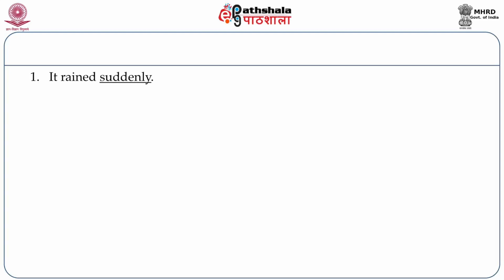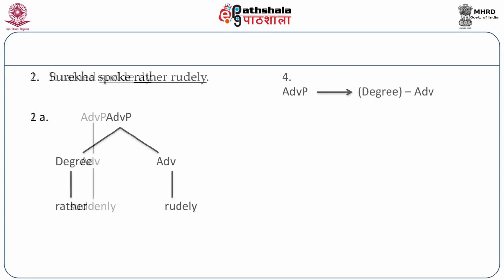We have this sentence, it rained suddenly, where suddenly is an adverb phrase, and we have this diagram for the adverb phrase, where the adverb phrase consists of only the adverb, which is suddenly. Now look at sentence 2, where we have this sentence, Surekha spoke rather rudely. Here rather rudely is the adverb phrase, and rather is a degree word, and therefore the tree for the adverb phrase has two elements. One is the degree word and the other is the adverb.